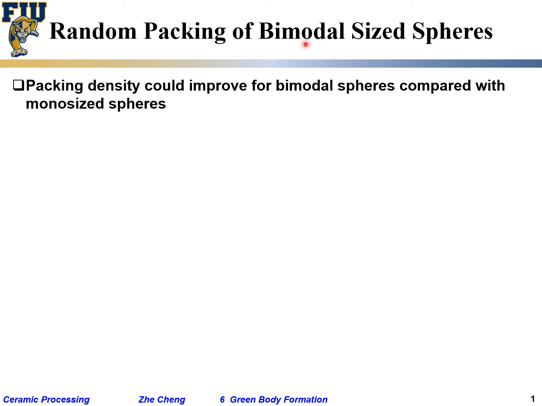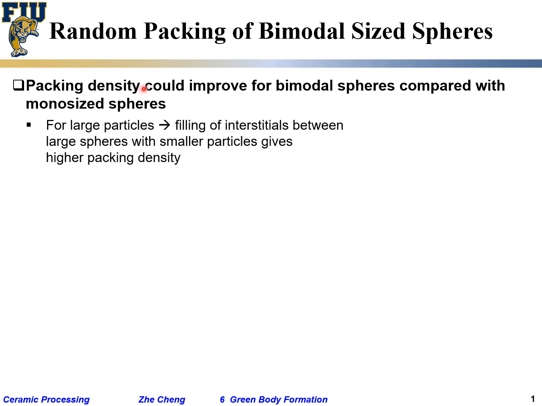Let's say I have spheres. One type of sphere is a certain size. Another type of sphere is a different size, larger or smaller. And quite often people find that if we have bimodal, even if each of the modes is mono-sized spheres, the overall system would reach an improved or higher relative packing density.